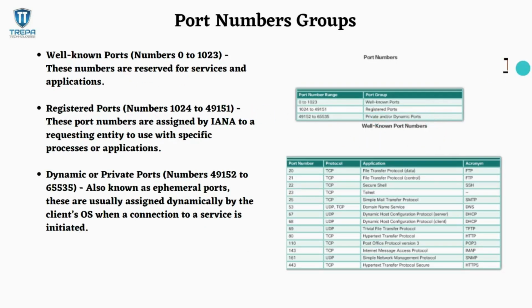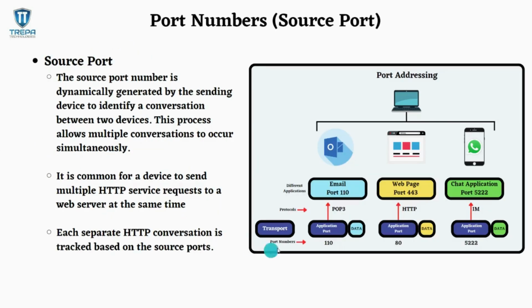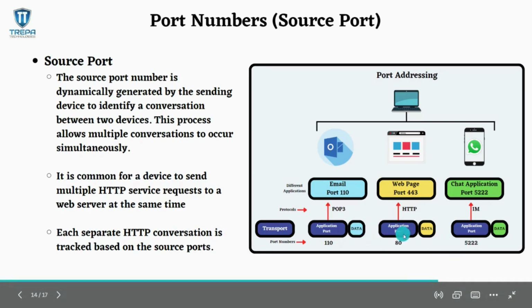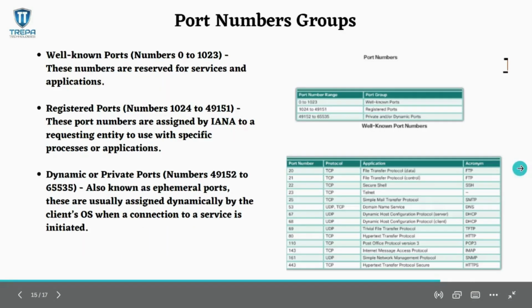Okay, here are the port number groups. Our well-known ports are 0 through 1023. These are port numbers that are reserved for specific services and applications, kind of like we saw here, right? Well, at least for email and this web page. I have 443 here and 80. Doesn't really matter, web services, 443 is secure, 80 is unsecure.